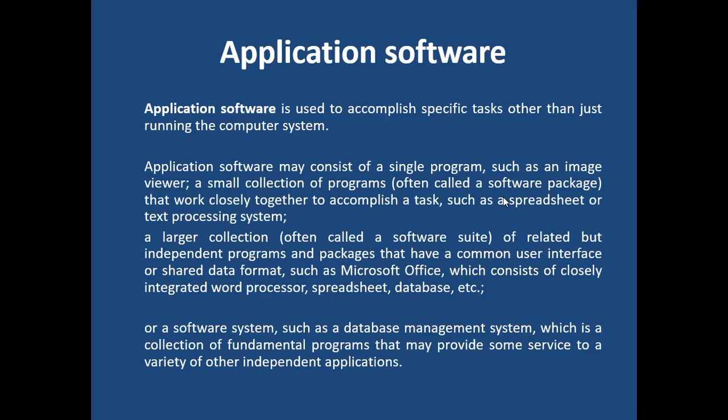A larger collection, often called a software suite, consists of related but independent programs and packages that have a common user interface or share data format, such as Microsoft Office, which consists of closely integrated programs like word processor, spreadsheets, database, and others. That one also falls under application software. So if you see a software package or a single program, it's under application software.